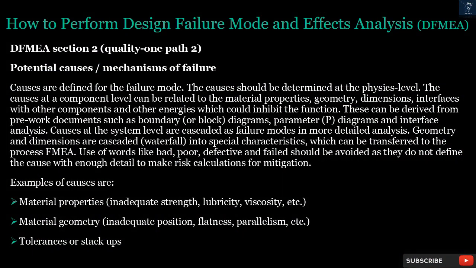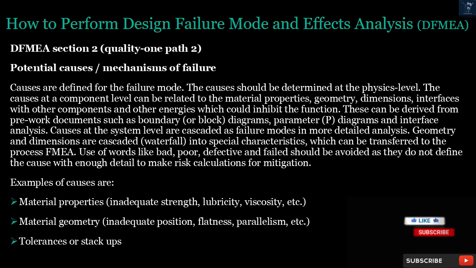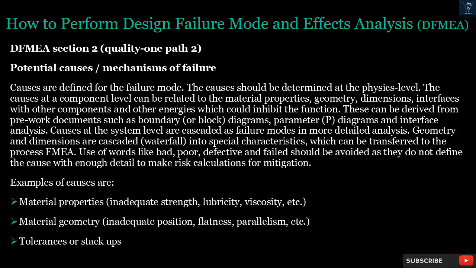DFMEA Section 2, Quality 1 Path 2. Potential causes/mechanisms of failure. Causes are defined for the failure mode. The causes should be determined at the physics level. The causes at a component level can be related to the material properties, geometry, dimensions, interfaces with other components and other energies which could inhibit the function. These can be derived from pre-work documents such as boundary, or block, diagrams, parameter, P, diagrams and interface analysis.